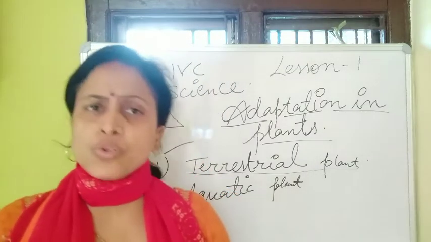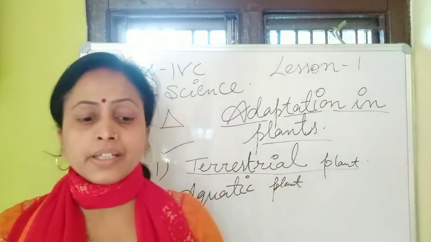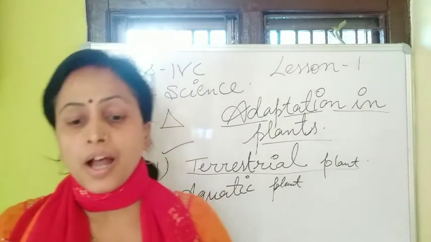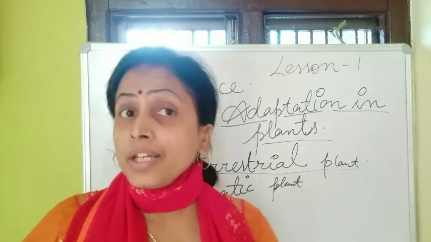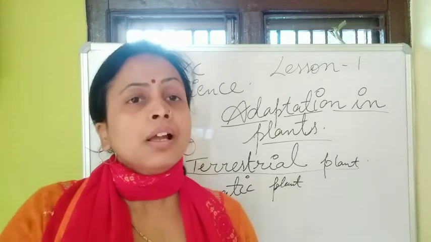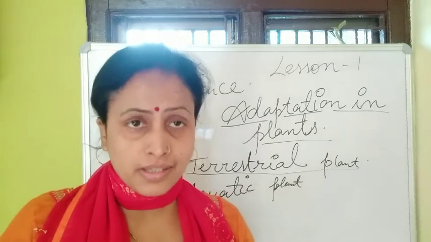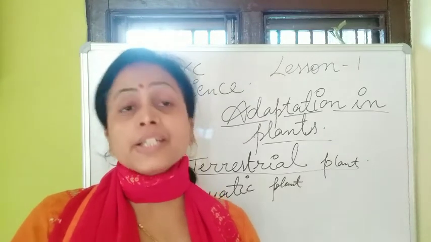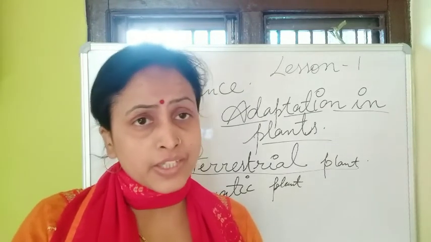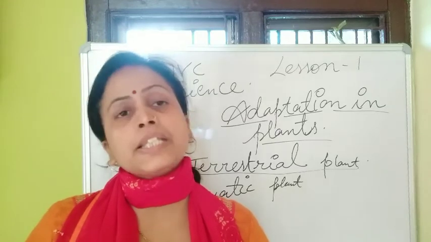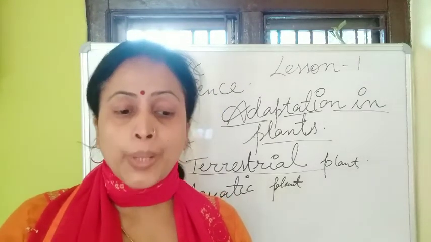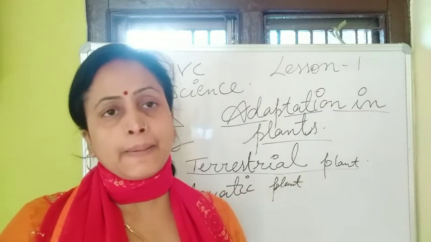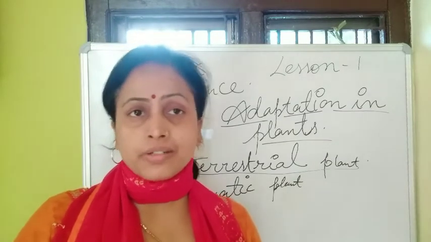So this region near the sea coast receives high rainfall and the water is salty. Why is the water salty? Because the sea water is salty, isn't it? So here is where we find this type of plant, near the sea, and it has high or heavy rainfall, because it is situated near the sea.